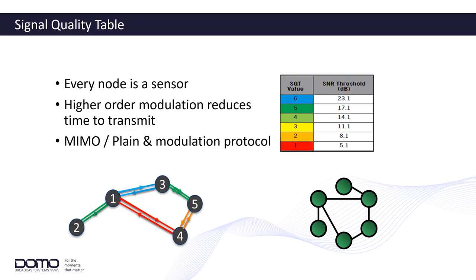So the next point is, I want to talk about the signal quality table. How does Mesh generate this? Every radio, every node in the network is a sensor. They're always listening to what's going on. So when the token is passed from radio to radio, it does so with a very short data transmission, but there's lots of information about the network in that token. All the radios receive this in the network, regardless of whether it's their turn to transmit next or not.